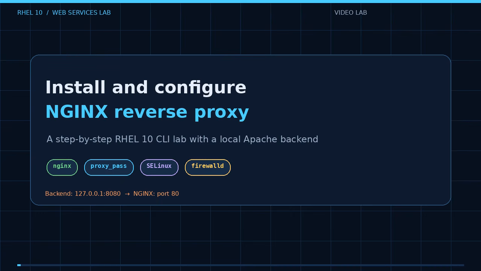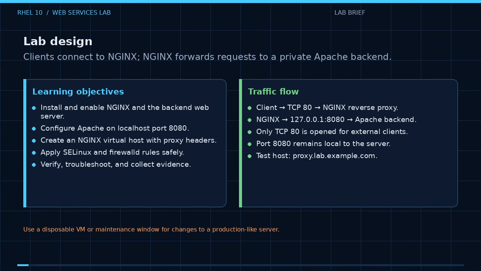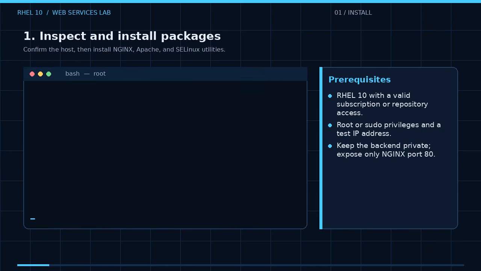Welcome to the RHEL 10 Nginx Reverse Proxy Lab. You will install Nginx, prepare a local Apache backend on port 8080, publish the backend through Nginx on port 80, and verify the request path. This design keeps the backend private and exposes only the reverse proxy.